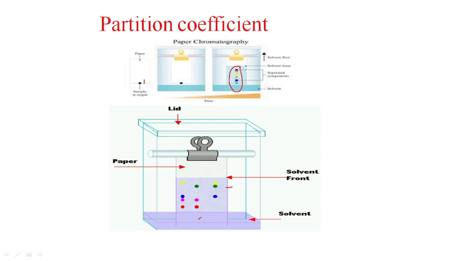Then we stop the solvent flow. The point where it is stopped, we call the solvent front. Now we can calculate Rf values. Based on our Rf values we can identify the individual components. So this is about the partition coefficient.